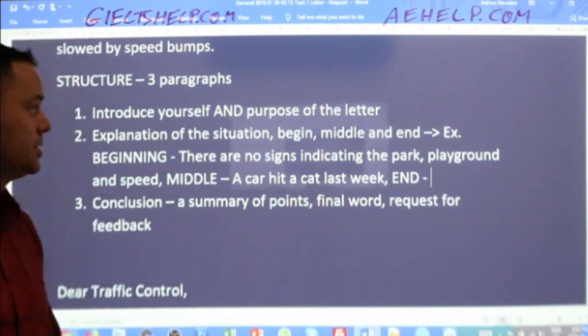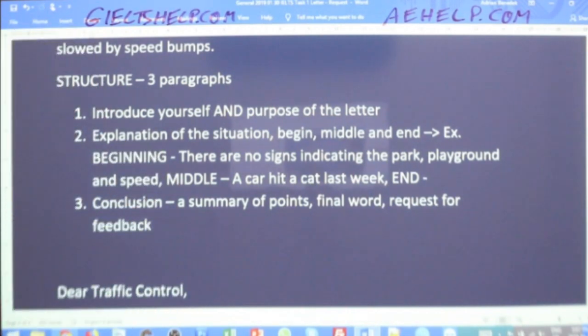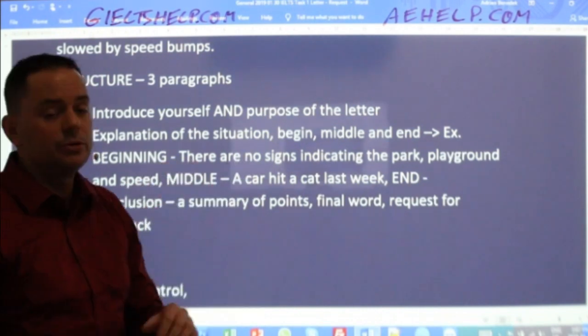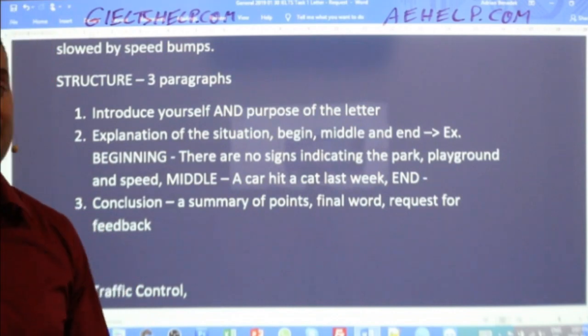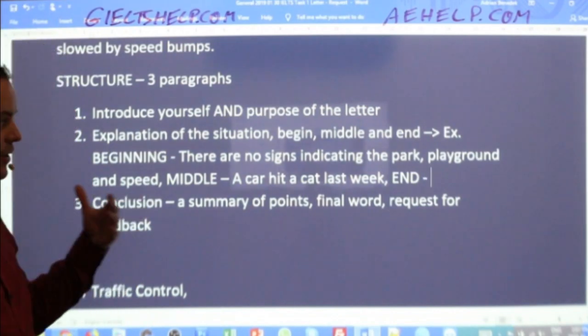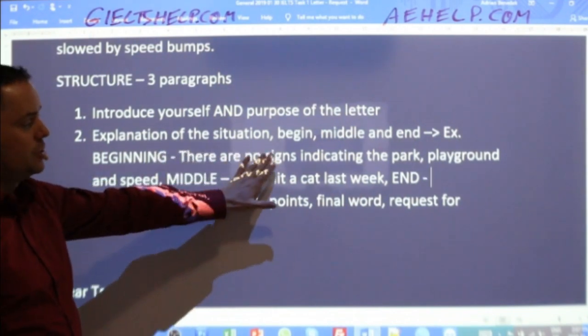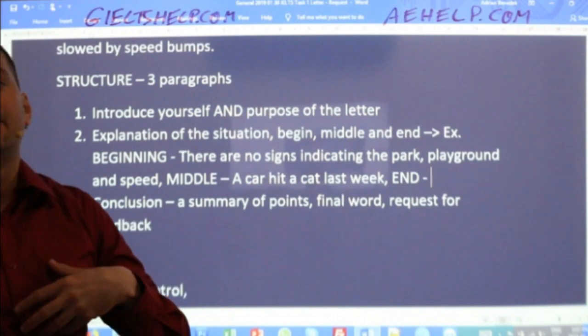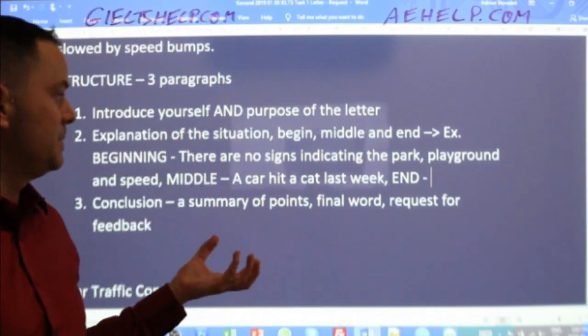So far, so good. So that's how you put it together. Again, visualize, and you've done a good job. So the beginning is there are no signs showing that there is a park there, or the sign's not visible, it's not properly maintained. You can figure that out. You can get creative. But the important point is that you know that your story starts with there's a lack of attention to controlling the speed in the area.